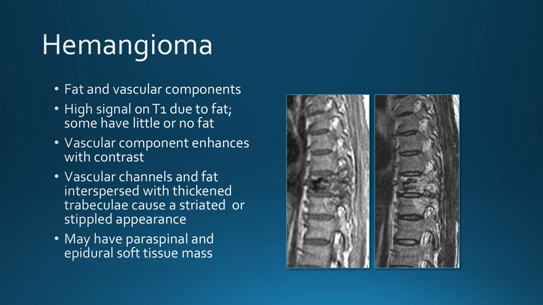Occasionally, hemangiomas can have a soft tissue component. Note this patient has two hemangiomas, both having T1 bright components. The upper lesion here previously had a vertebroplasty that accounts for the dark signal that we see.